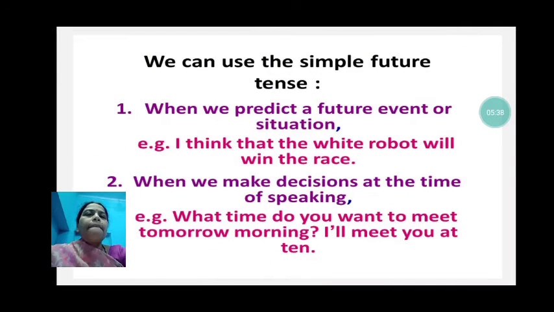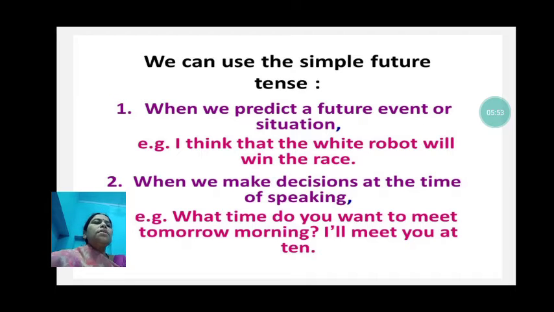Now see, we can use the simple future tense when we predict a future event or situation, like we have done before. I think that the white robot will win the race. Thinking that this white robot will win the race.